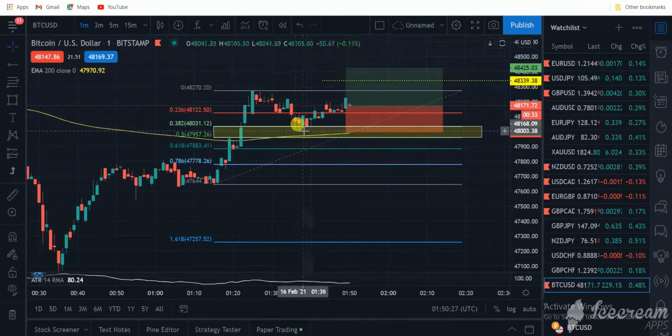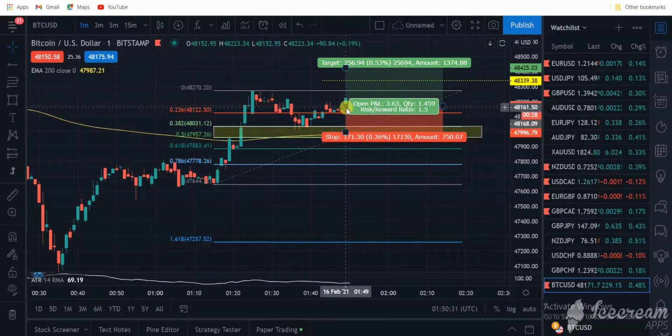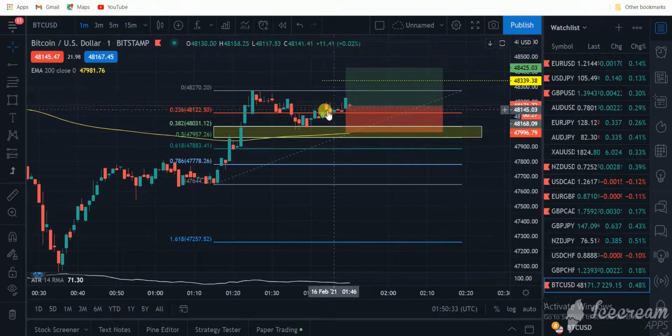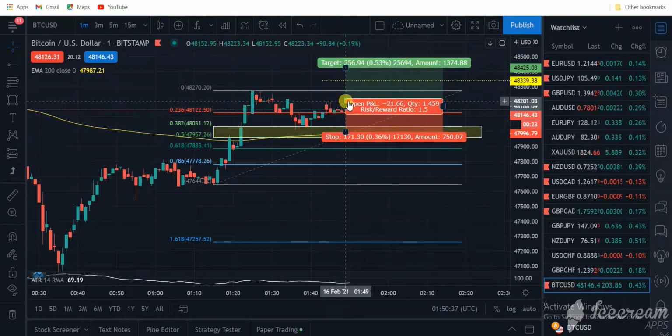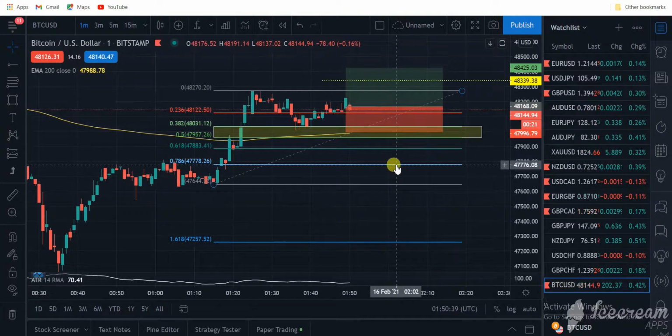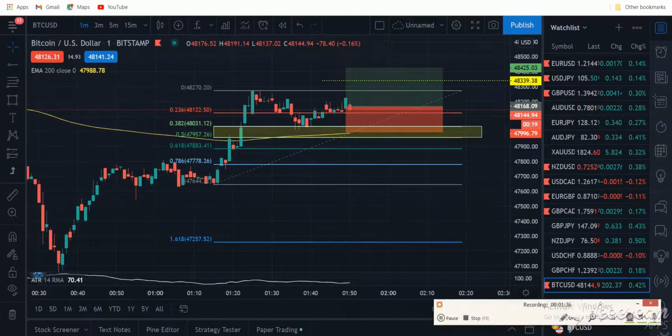I've already seen the setup, I've seen the price movement. I'm just clearly looking at price action at this point to get in the trades. As you can see, the price is moving. Let's just wait and see the result of this trade.